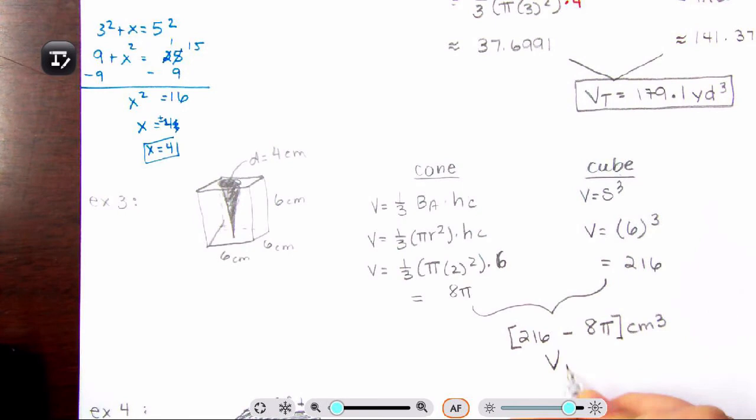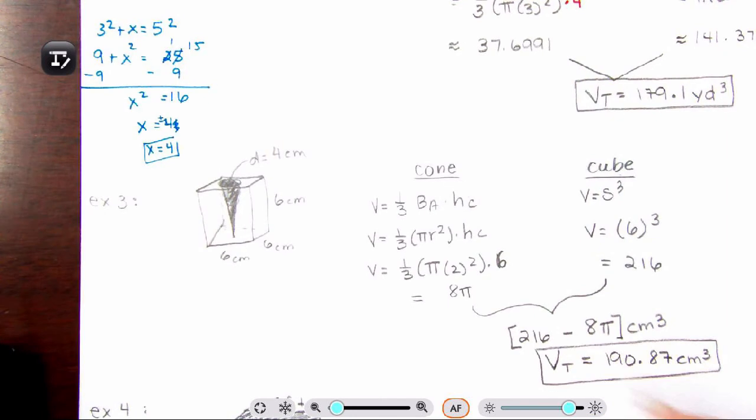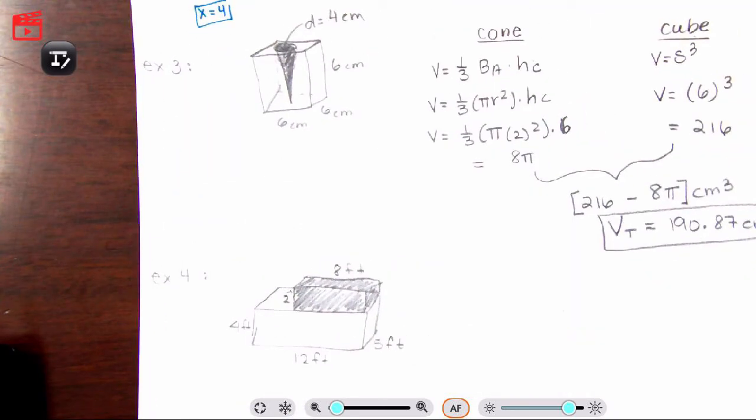If you'd like to round, which we are going to do, you're going to need a calculator. So 8 times pi, that's about 25.13. So we're going to say 216 minus 8 pi. I'm going to round, and I get about 190.87 centimeters cubed. And again, how many decimals do you round to? Round to as many as they tell you to round, okay? Read the directions. Let's do one more.